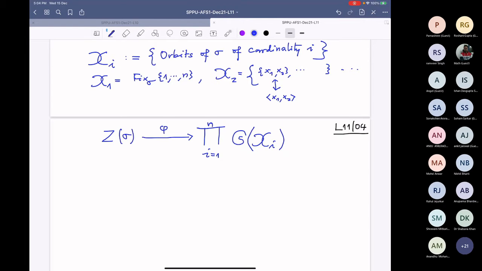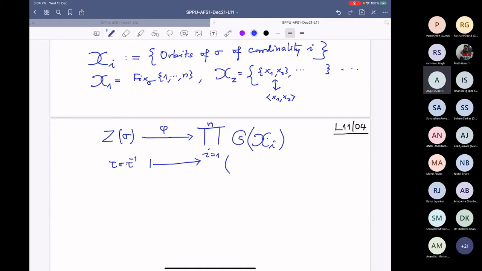What is the map? The element here is the conjugate of sigma by tau. Just now we saw that if these are the orbits of sigma of cardinality I, then tau will permute the orbits among themselves, of the same cardinality. That means it gives me a permutation. So that is that map phi. So it will be an element in Sn.